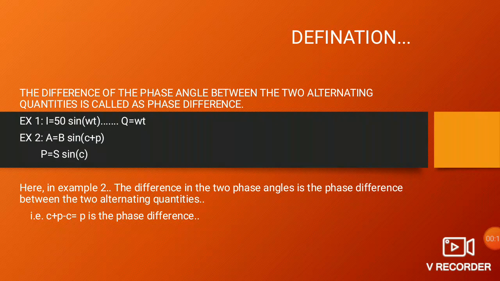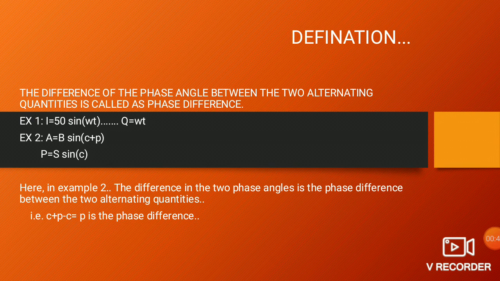Let us understand phase difference with some examples. To understand phase difference, we should first know what is phase angle. So, in example 1, an alternating sinusoidal quantity is given, which is i = 50 sin ωt. In this example, let θ = ωt. Thus, the included quantity in the sine angle is called the phase angle. So, here the phase angle is θ = ωt.